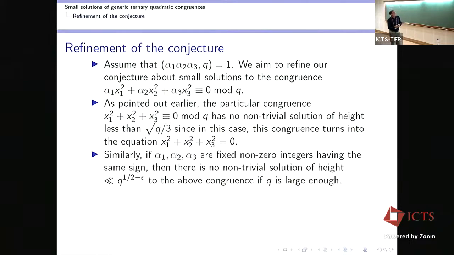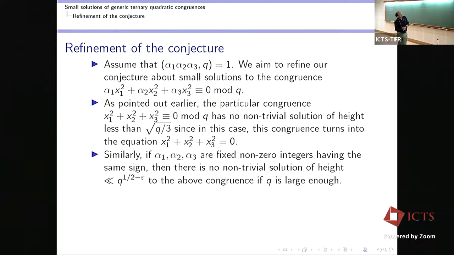In general, if alpha 1, alpha 2, alpha 3 are fixed non-zero integers, having the same size, same sign, then yeah, if q is large enough, you will not find a non-trivial solution of height less than q to the 1/2 minus epsilon. So you can directly generalize this argument.